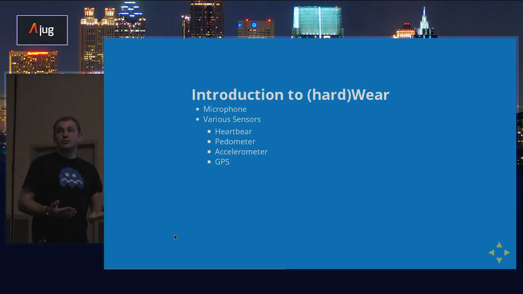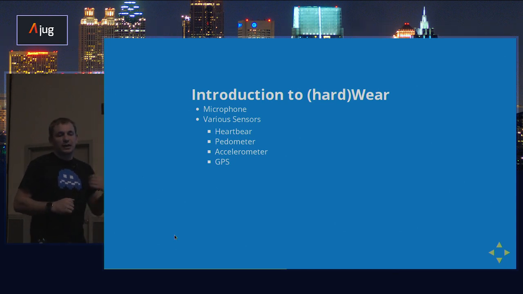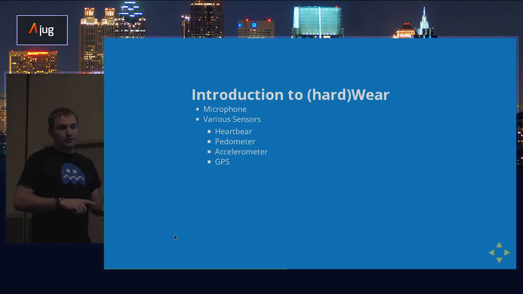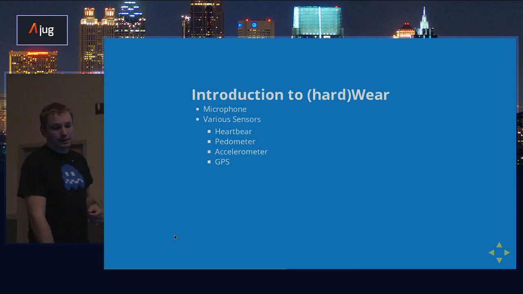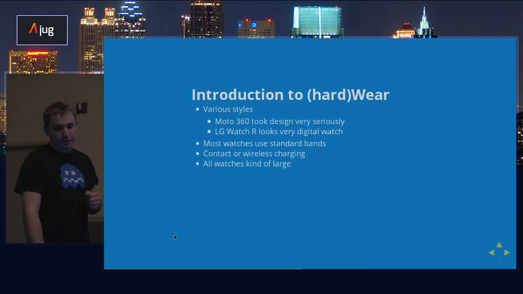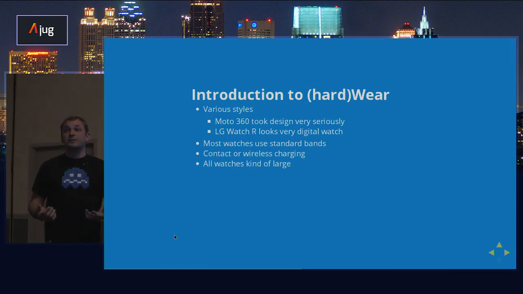They all have sensors. They have different sensors per watch. As I mentioned before, there's a lot of fitness interest in this space. So there's things like a heart rate monitor, a pedometer, an accelerometer. Some of them even have GPSs for offline run tracking. This is something new in Lollipop for the Android Wear. And they come in various styles.